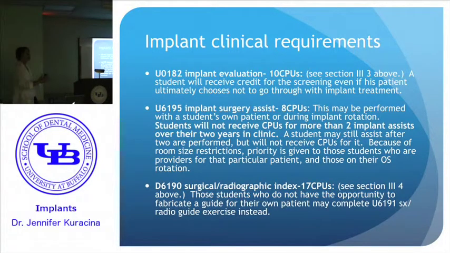it's not a large room, and there are a number of people that have to be in there. The student who's on rotation and the student who belongs to the patient have priority, all right? And if there's room in the room and the student has nothing else to do, they can attend if they're interested in watching the surgery, but they're not going to get additional credit for that. And then the third item is to make a surgical or radiographic guide.